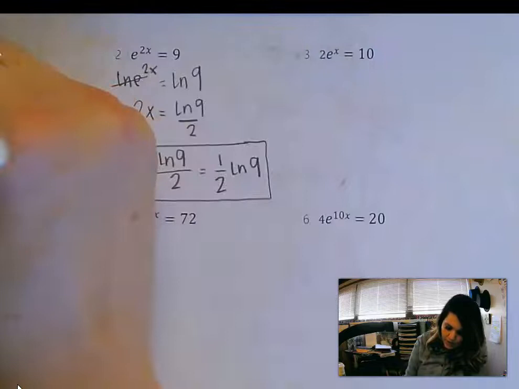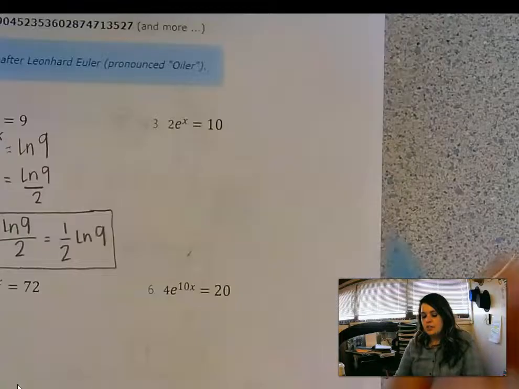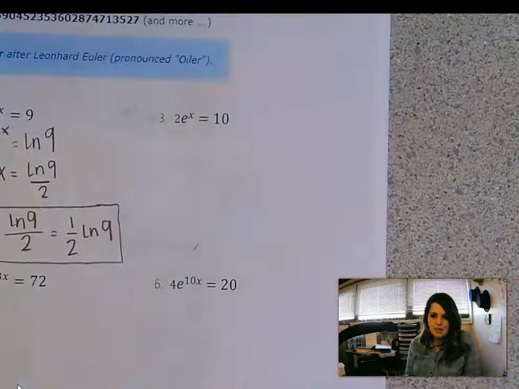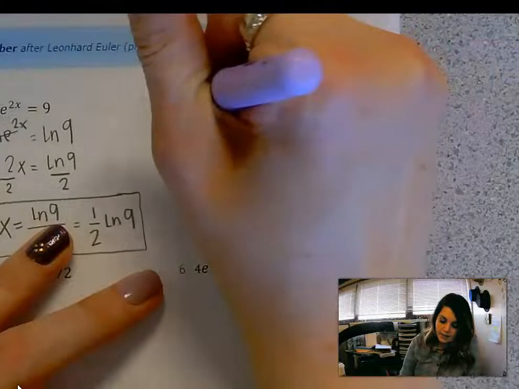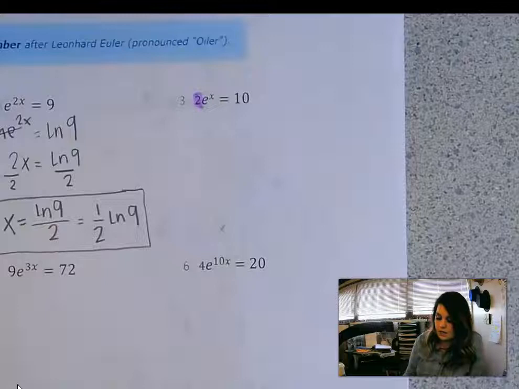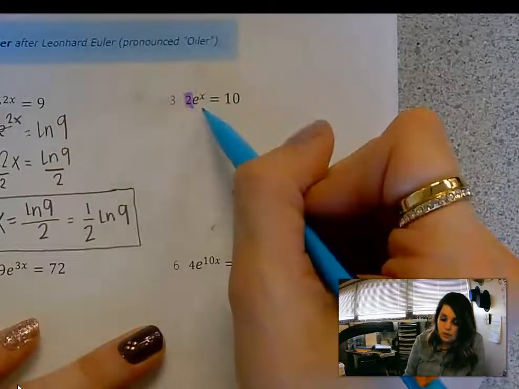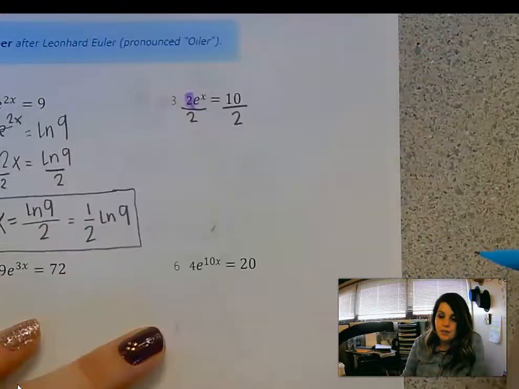Okay, number 3. We have one slight addition, and that addition is that there's a 2 on the front now. So we don't have just e, we now have this 2 hanging out here. And that is a problemo. So instead of our first step being to get rid of the e, we actually have to get rid of this 2. To do that, you're going to divide both sides by 2. Before you can take the natural log, the only thing that can be on the left-hand side is e.